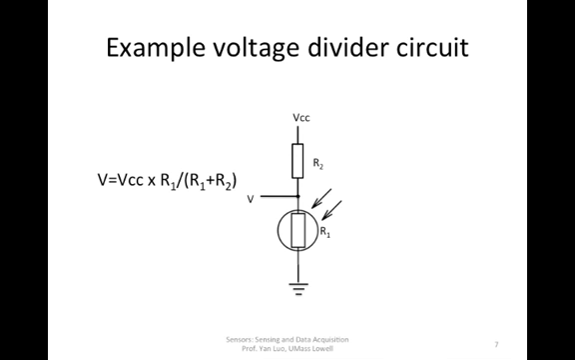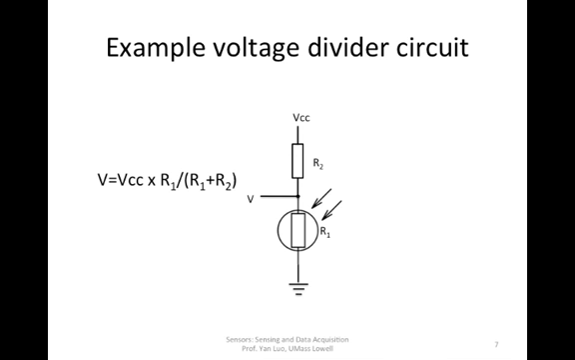Here's a very simple design. What you see here is a voltage divider circuit. We have two resistors. One is fixed value R2. The other one is R1. That's the photoresistor we can use. And we connect these two resistors in series. So we form this circuit, and we measure the voltage at the photoresistor.